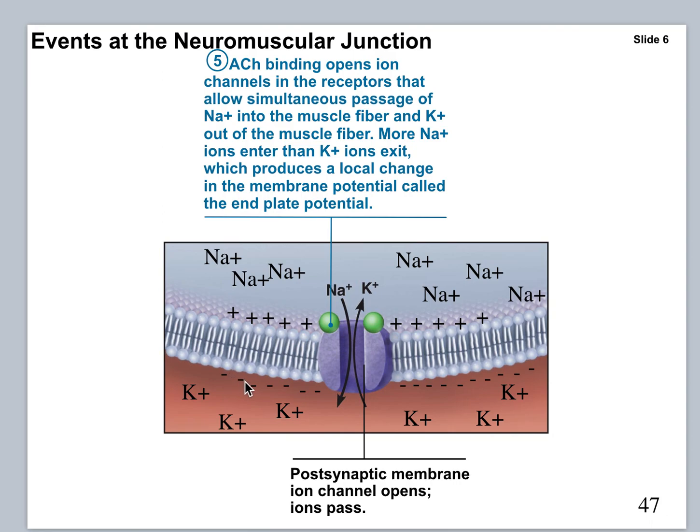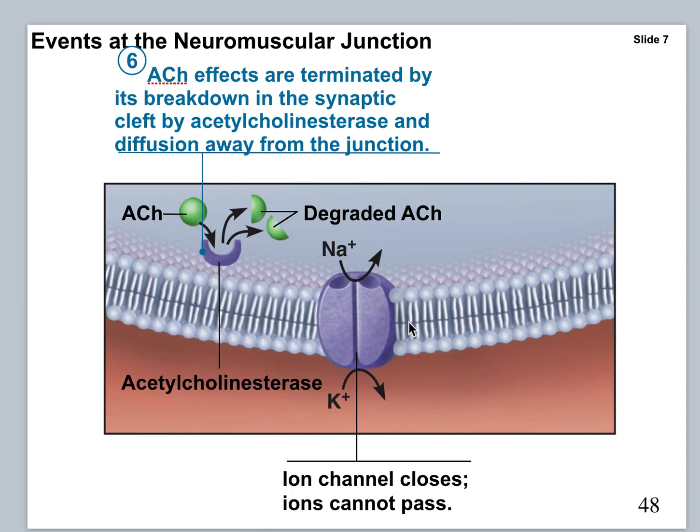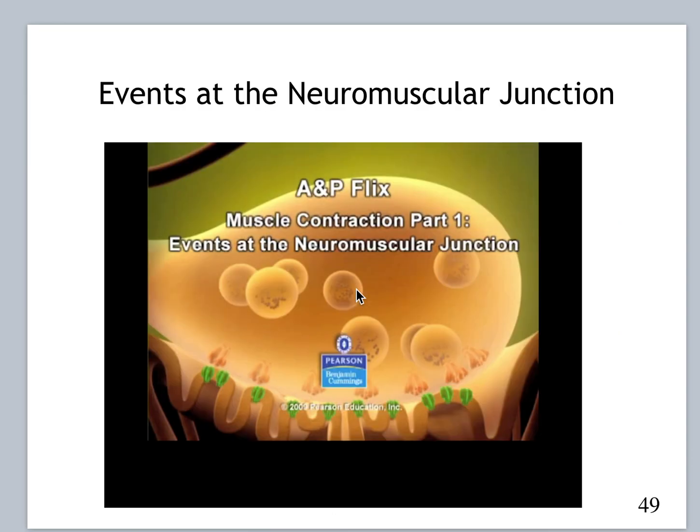Now, before the channel opens, remember it's negative on the inside, it's positive on the outside. Negative on the inside, positive on the outside. But the effect of the acetylcholine does not last forever. The acetylcholine is degraded by an enzyme called acetylcholinesterase, which breaks acetylcholine away and disables it, so then the channel closes again and it stops that flood of sodium ions from coming in the cell and potassium ions from leaving the cell. Here's a little video that may illustrate this better.